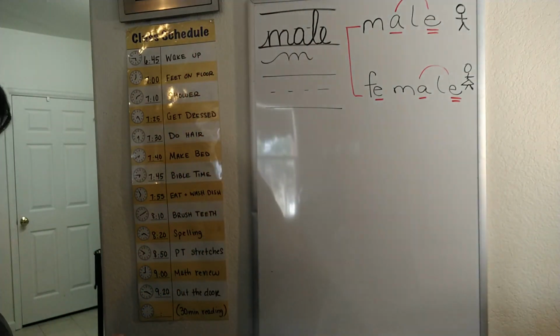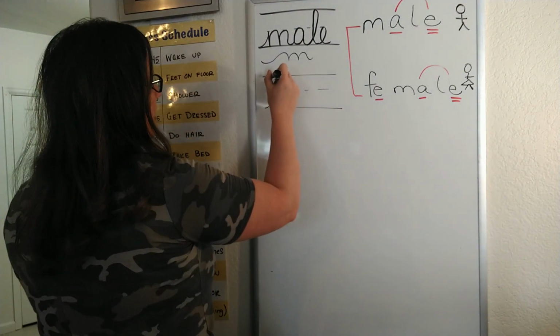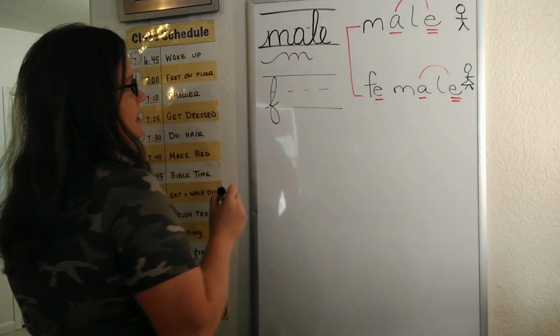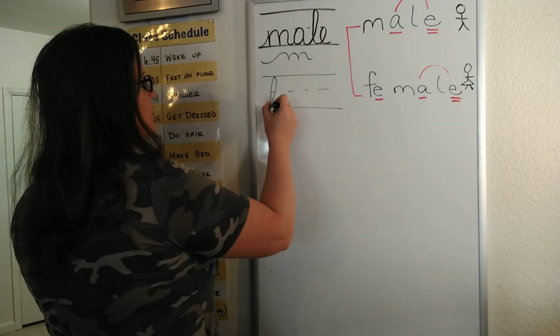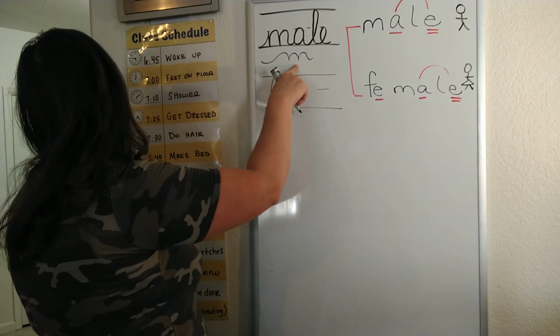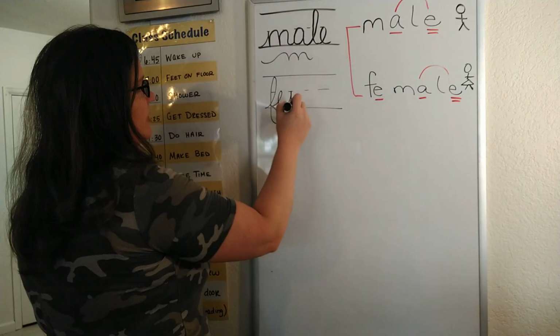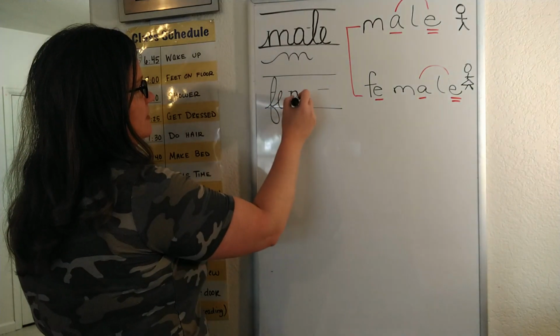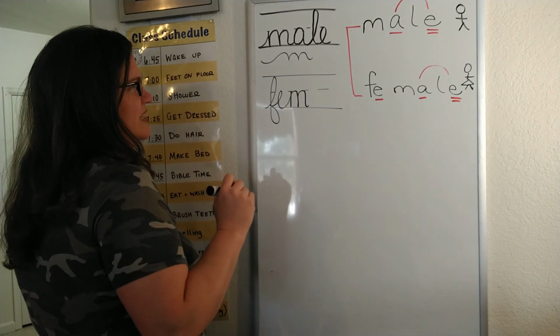You can't sit there, puppy. Come on, over here. All right, ready for F?